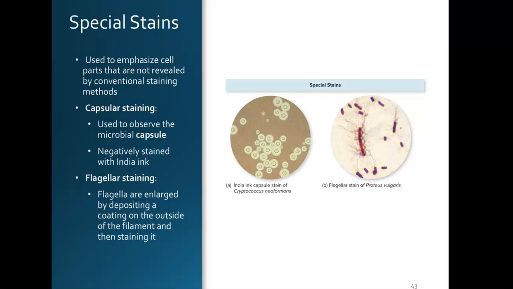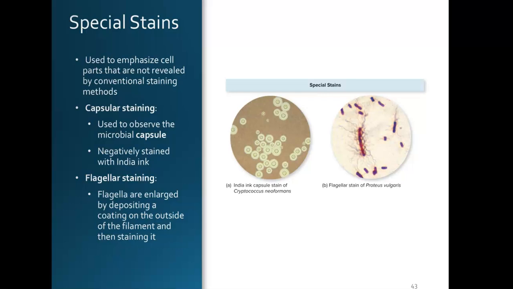Then you have flagella that can be stained. Flagella are structures that are used for locomotion, so they allow the bacterial cells to move around. And these can be very hard to see with a light microscope without any type of staining at all. So flagellar staining is a very delicate staining procedure. It also can be very tedious.